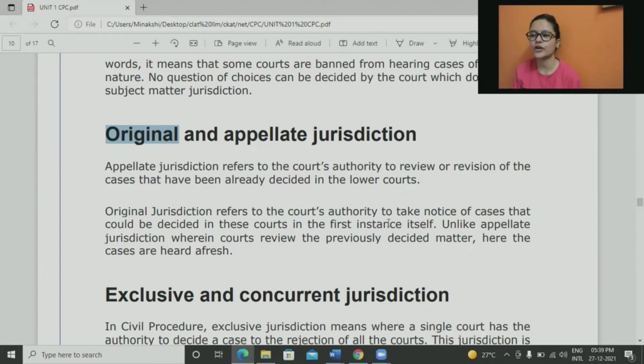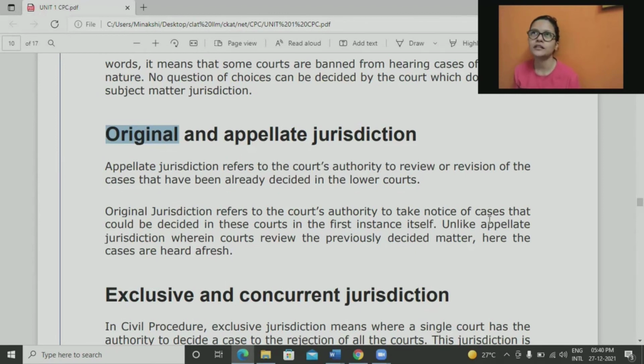When we say original jurisdiction, it refers to the court's authority to take notice of the case. As in, the first place you are going before the court, that is original jurisdiction. Usually we would approach the lower courts, the subordinate courts, for any kind of civil matters. But there are 3 high courts, Bombay, Calcutta, as well as Madras High Court. These 3 high courts have original jurisdiction to deal with any random matter.